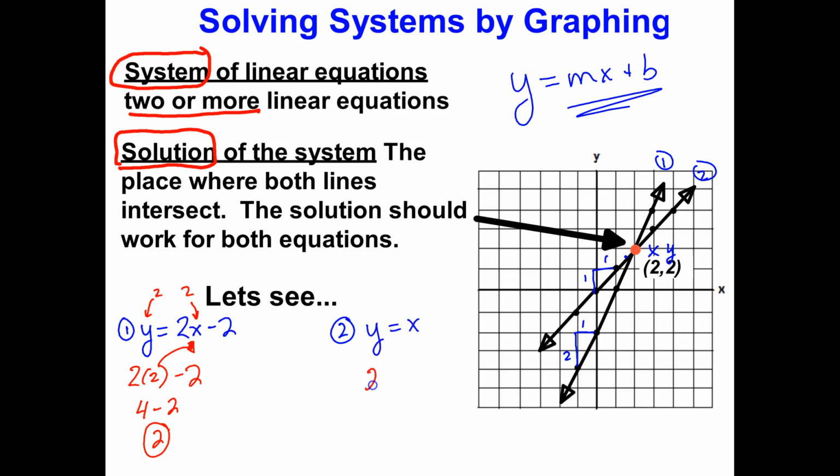And this is pretty simple. When I put in 2, I get 2. So 2, 2 is a solution because it lies on the line, or is where both lines intersect, or in this case, it is true for both equations. That's the only way that you can be a solution. A solution makes an equation true. Okay? A solution makes an equation true. I'm going to say it one more time. A solution makes an equation true.